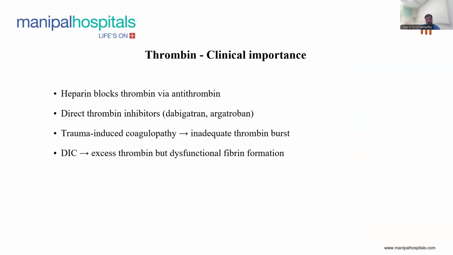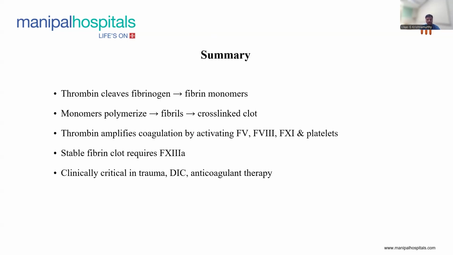So coming to the clinical importance of thrombin, heparin enhances antithrombin, which inactivates thrombin and factor 10, producing anticoagulation. Direct thrombin inhibitors like dabigatran bind thrombin directly and work even when antithrombin is low. In trauma-induced coagulopathy, the thrombin burst is reduced, so the clots are weak and bleeding worsens. So in DIC, what happens? There is excess thrombin generation, but fibrin is abnormal and rapidly broken down, causing both thrombosis and bleeding.